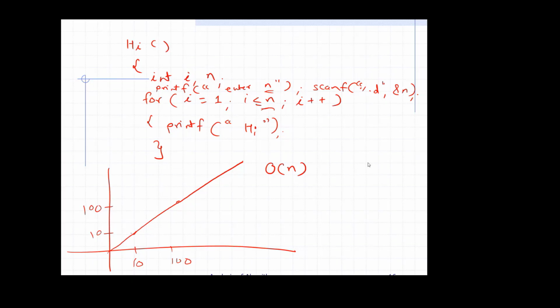Now, I'm going to keep changing this a little bit so that we understand when the time complexity is going to be n, when it is going to be constant, when it is going to be n squared, and so on. Assuming that you are taking some n from the user, now instead of one for loop, let's say we have two for loops.